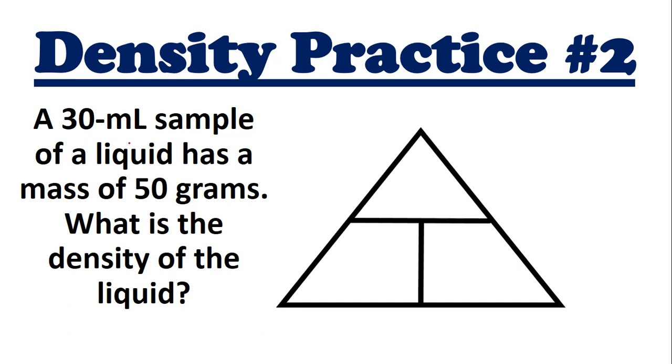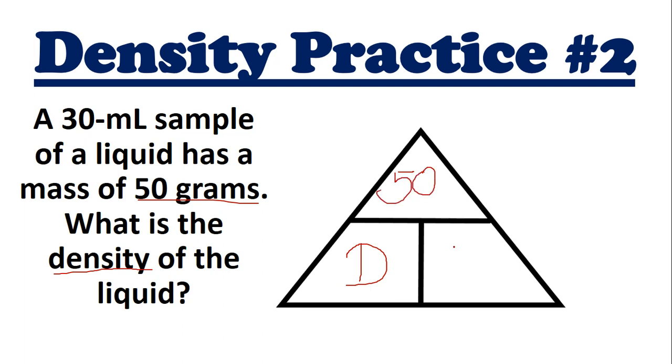It says a 30 milliliter sample of a liquid has a mass of 50 grams. What is the density of the liquid? What are you trying to find? We're trying to find density. So we're going to leave the D in the triangle. At the top goes a mass. According to the problem, it says mass is 50 grams.